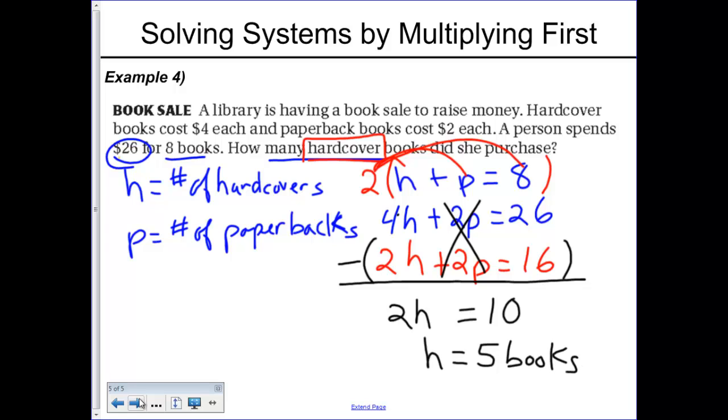Now, since they were only asking for the number of hardcovers, we wanted to leave the letter H in the problem so I don't have to go back and solve for the number of paperbacks. But that's pretty easy to figure out because we had 8 total books. 5 of them were hardcovers, therefore the other 3 were the paperbacks.